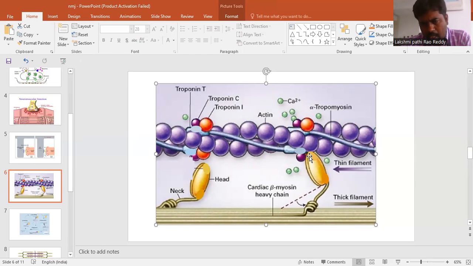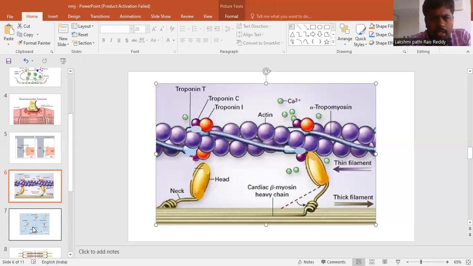Then it binds with the active sites. Initially it binds at 90 degrees, and the head of the myosin pulls the actin filaments close together and causes contraction of the actin filaments.